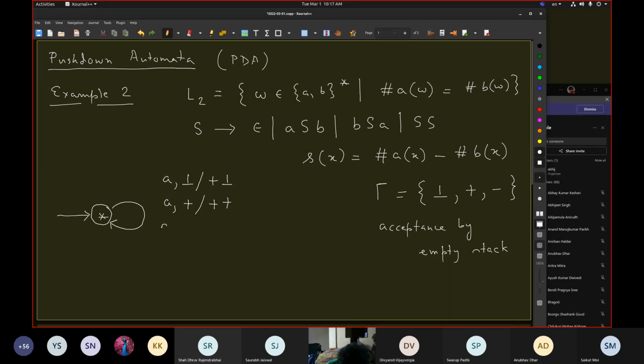Whereas if I see that on the top of the stack there is a minus sitting there, which means the current surplus is negative, and still an A has come, which means the surplus should increase by 1, then you simply pop that extra minus. Likewise, I have 3 similar things for reading a B.